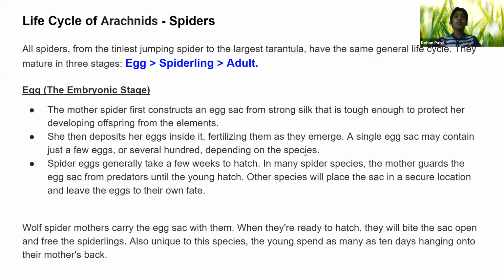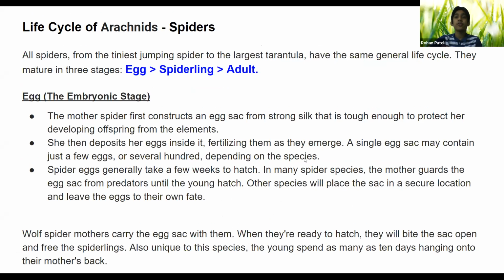Okay, so all spiders from the tiniest jumping spider to the largest tarantula have the same general life cycle. They mature in the 3 stages: the egg, spiderling, and adult. This is for spiders, of course. The egg is the embryonic stage.